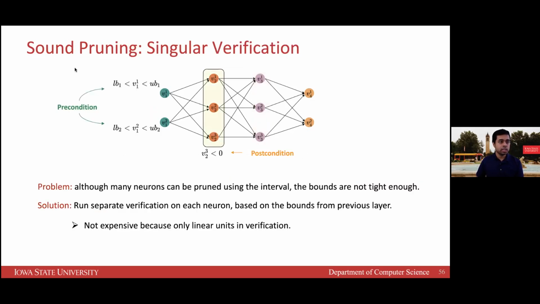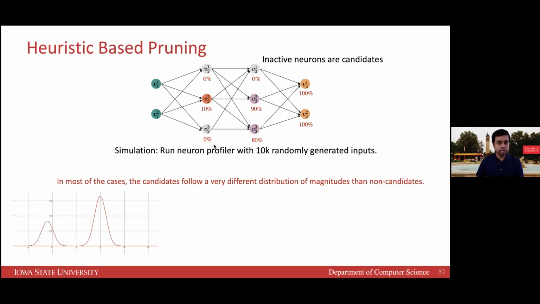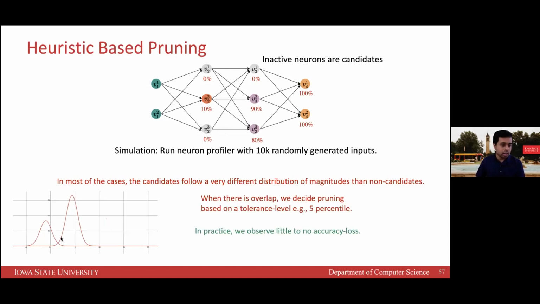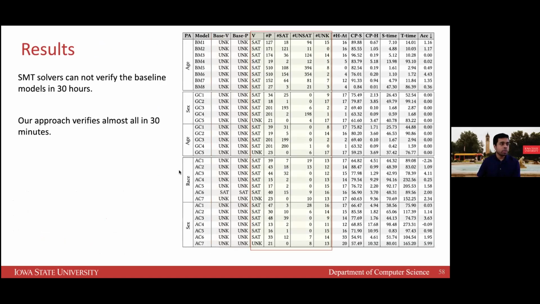The previous two stages are sound, but in this case, we try to see which neurons are almost always inactive. That's why we profile the neurons. We run a simulation with thousands of inputs, and try to see how many times these are activated. And we used a statistical technique to identify the neurons which are always inactive. So our results show that.